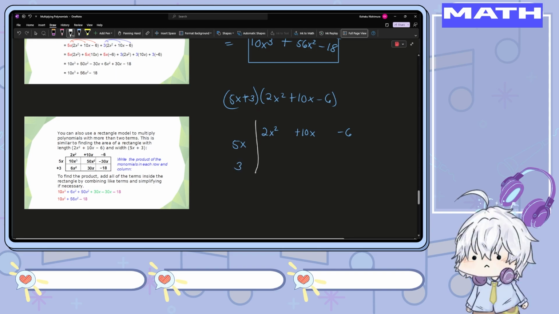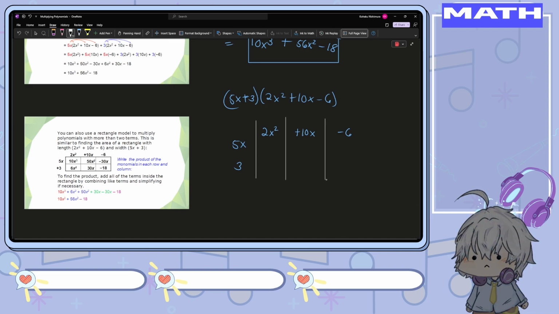Doing so, when I separate all of these into grids or using the rectangular method, it will look something like this. There you go. So, let's now do their cross multiplications.